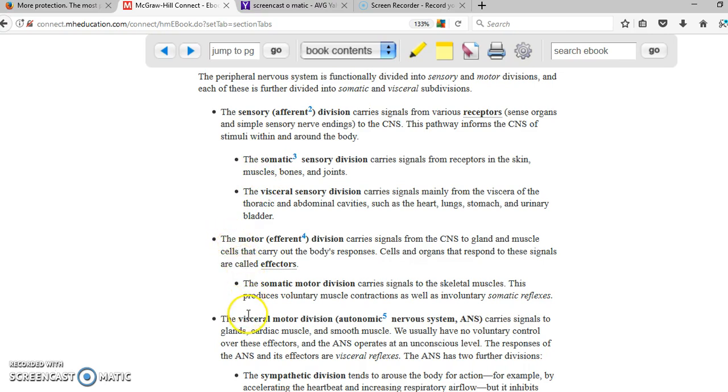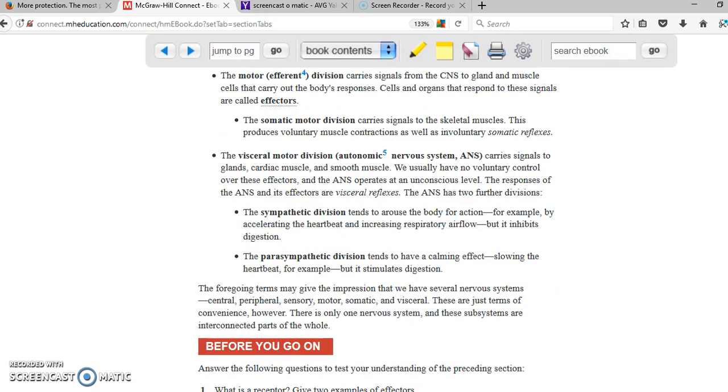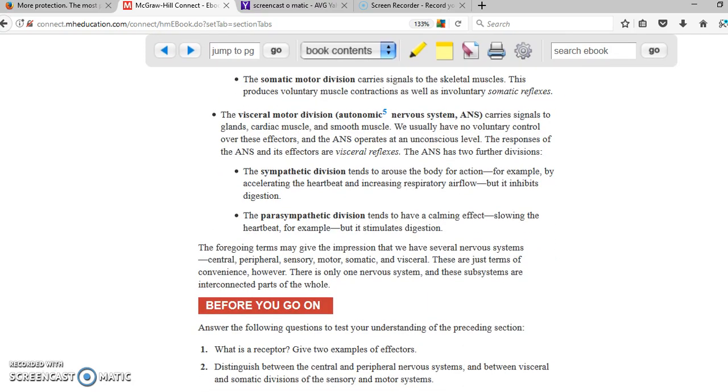But remember, we said that if they are going to be visceral, we have to remember that they are going to have two additional divisions, and we're going to see that later on. Those are going to be the sympathetic and parasympathetic. Okay, and that's it for this chapter.